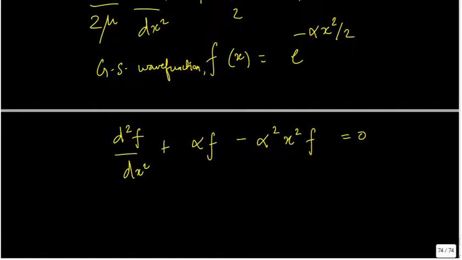And then what I get is I can identify this fellow is going to be the energy term, because we have E psi. This fellow is going to be the potential energy term, which is half kx square, right?